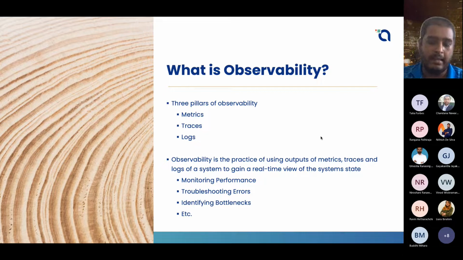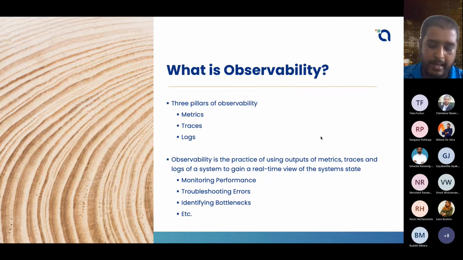So these are the main three ways that allow us to have an insight into the system, right? Observability is actually using these three means, metrics, traces, and logs, to gain a real-time view of the system state. So in general, what we are trying to do is get a real-time view of the system state.